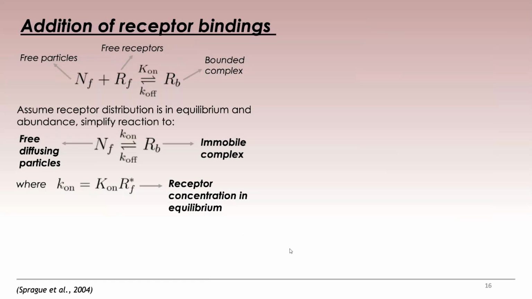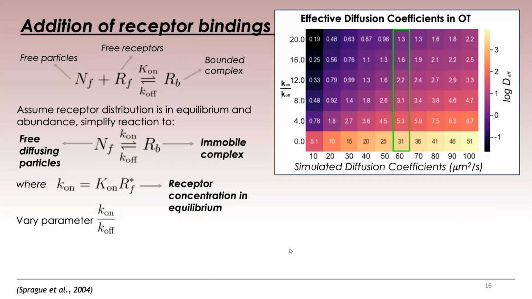Then we can reduce the reaction to basically this, where freely diffusing particles will become bound with some rate k_on, and are released with some rate k_off. And we can vary this ratio k_on over k_off and see how our effective diffusion coefficient is affected. So these are the values with different parameters of k_on over k_off and the simulated diffusion coefficient. Again, these are FRAP simulations done on a tortuous extracellular environment.